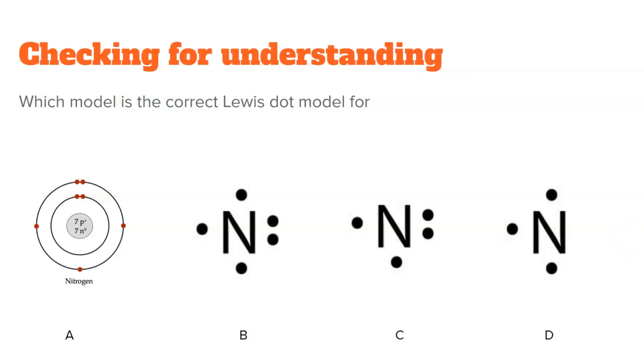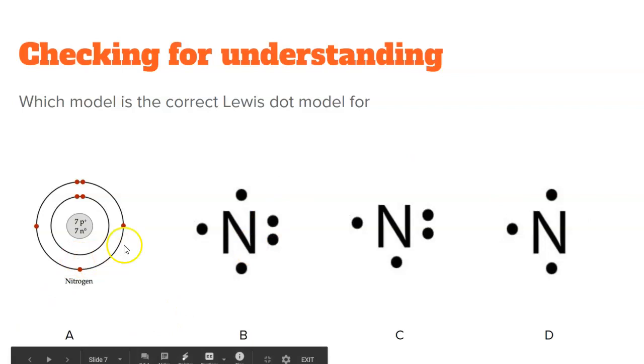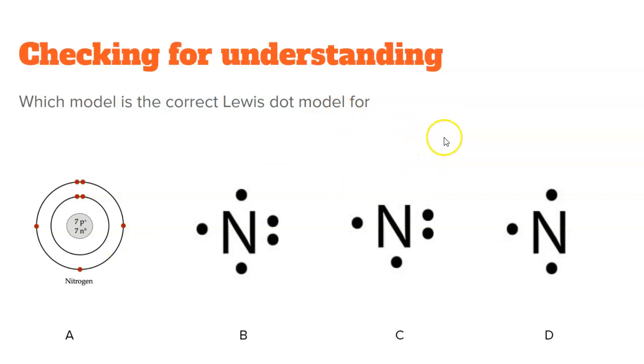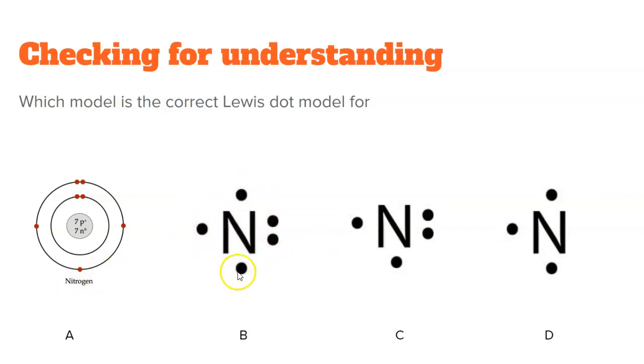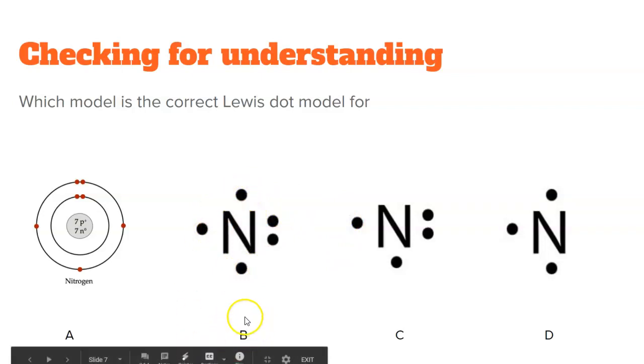Okay, so let's look at which one is the correct one. A is not the correct one. A is a Bohr model, not a Lewis dot model. So now I know that nitrogen has 5 valence electrons, right? So if I do the Bohr model, I end up with nitrogen having 5 valence electrons. So therefore, it should be letter B.